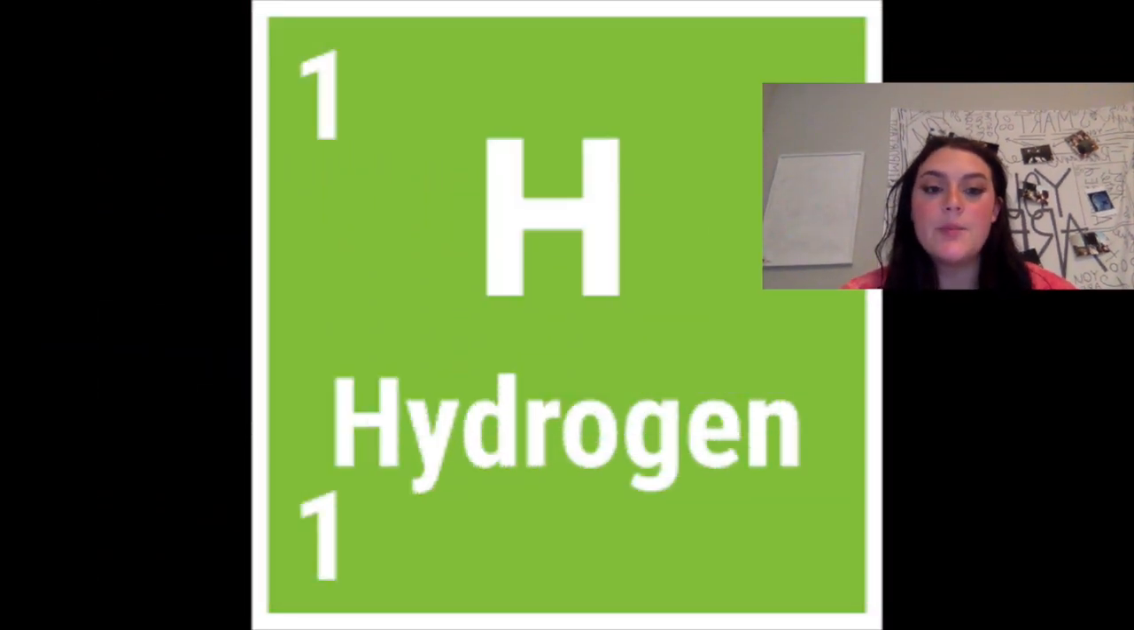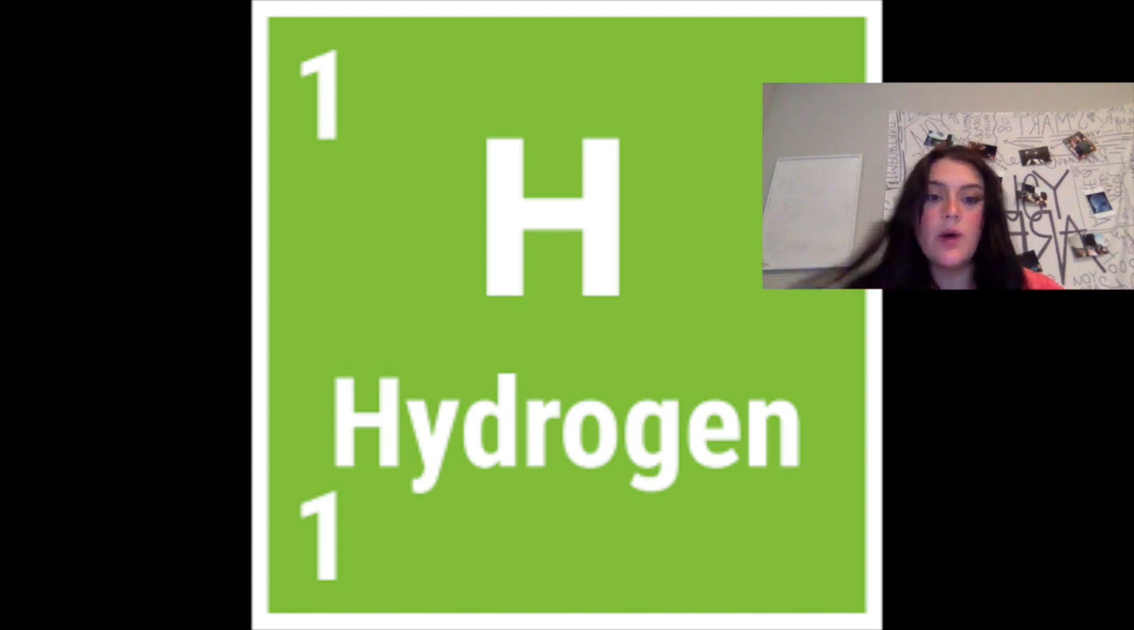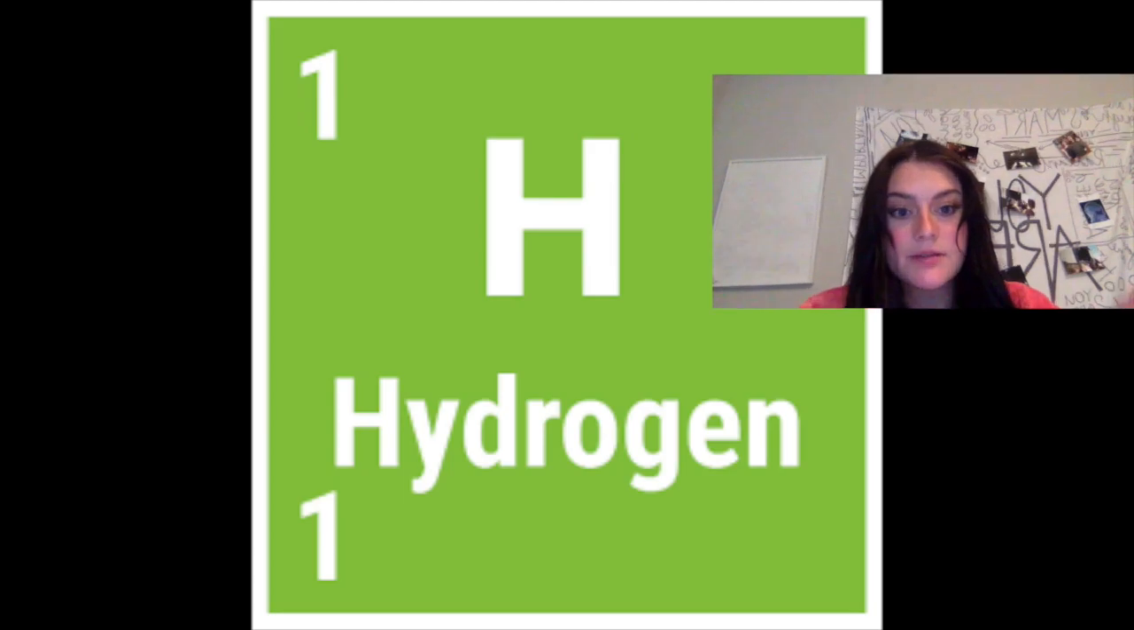So, for an example of an atomic number, hydrogen is the first element on the periodic table. Hydrogen has an atomic number of 1. How many protons do you think are in the nucleus of a hydrogen atom? It would be 1. Each atomic number correlates to the amount of protons in the nucleus of the atom. So for hydrogen, 1 atomic number means there is 1 proton in the nucleus.